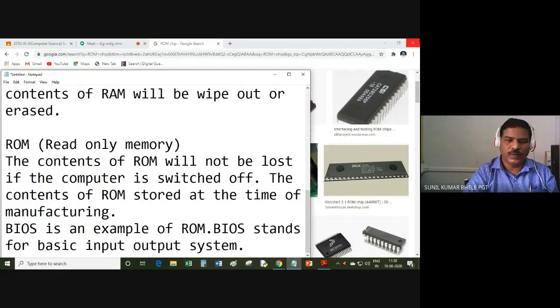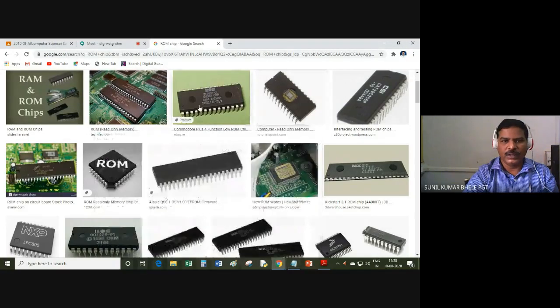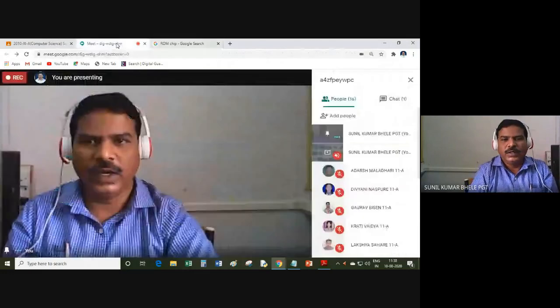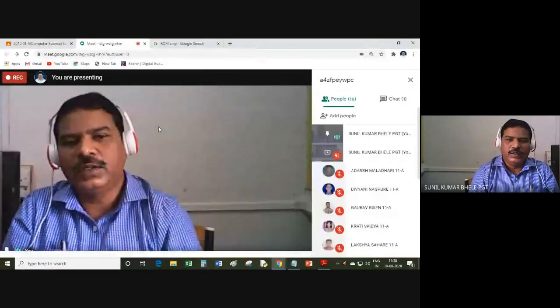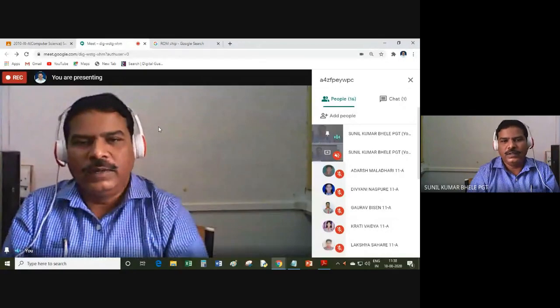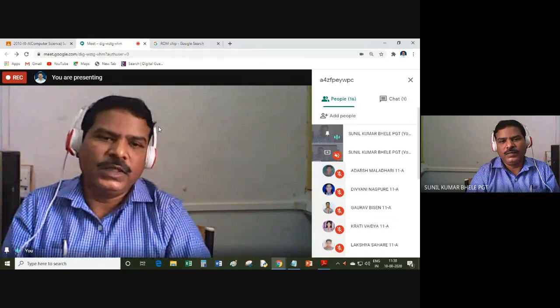So a small program is stored in this BIOS chip. When you switch on the computer system, that program is loaded into RAM, and you can see the contents of this BIOS chip. Maybe you have experienced that when you switch on the computer system, some instructions are displayed on the black screen. Those instructions are displayed because of that BIOS chip.